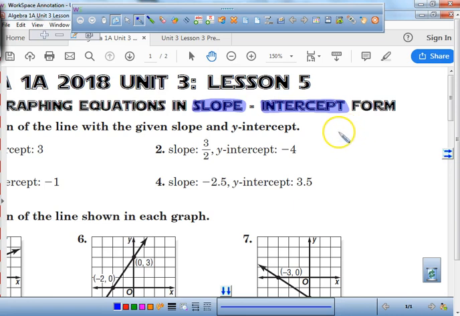Who here knows what it is? Raise your hand. Slope-Intercept Form. I'll give it to you. It says y equals mx plus b.